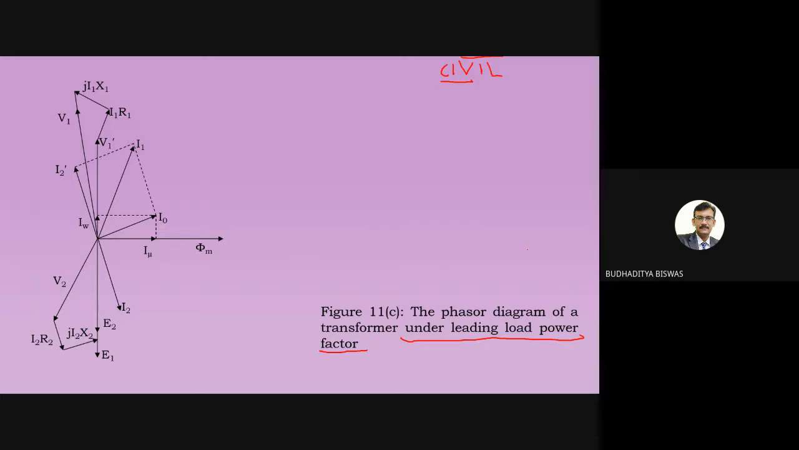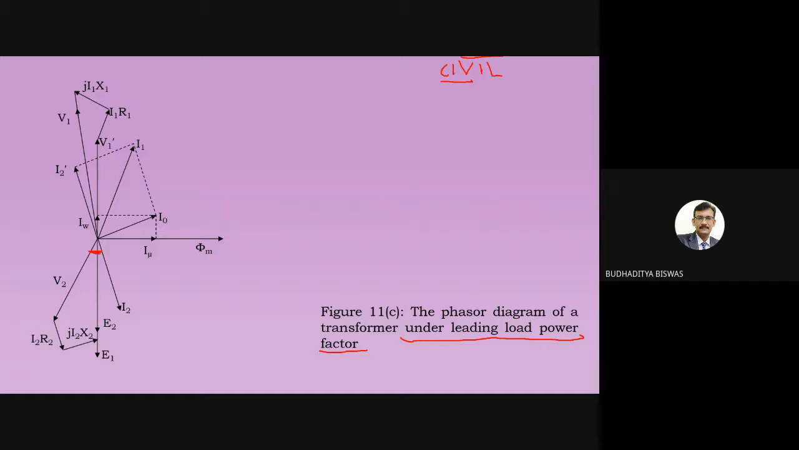If the current leads from the voltage, we call it leading power factor. If current lags from the voltage, then we call it the lagging power factor. So this leading lagging is based on the current, not based on the voltage. So here you see, this is not a purely capacitive load. Here it's a leading power factor load, means this one.